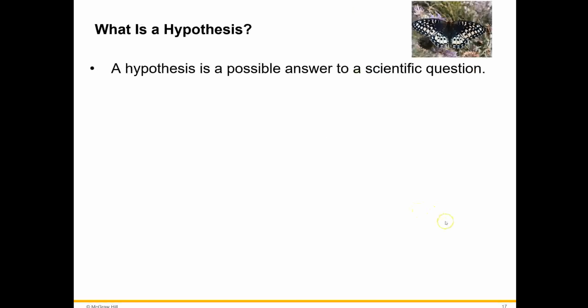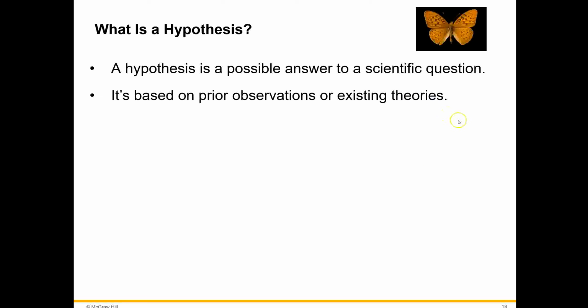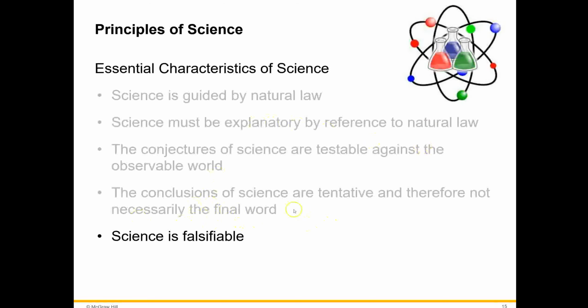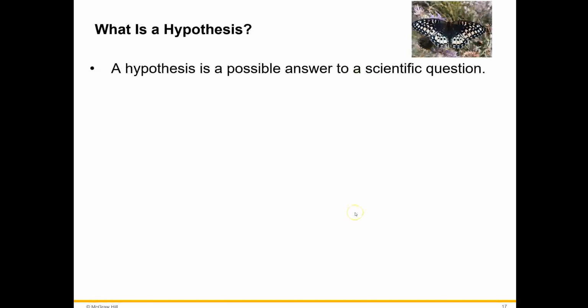So what is this hypothesis that we need for science? The hypothesis is a possible answer to a scientific question. It is based on prior observations or existing theories. And again, these are all conforming to these properties of science. Okay? It has to be natural law, has to be testable, has to be falsifiable.